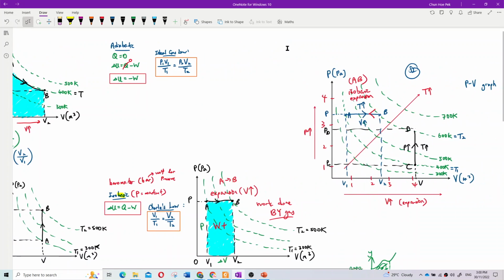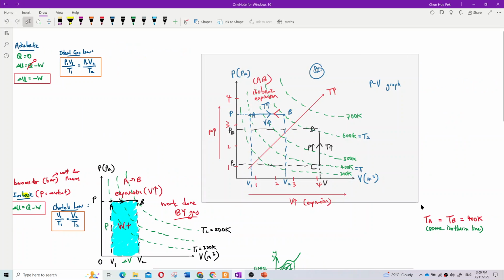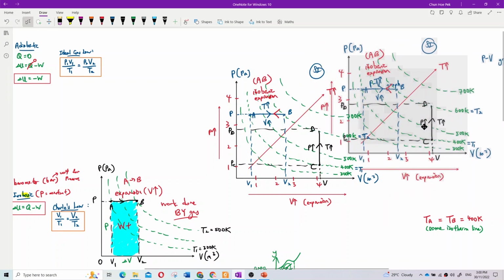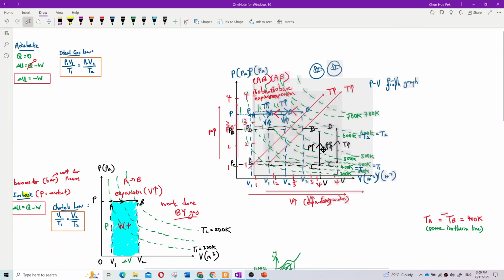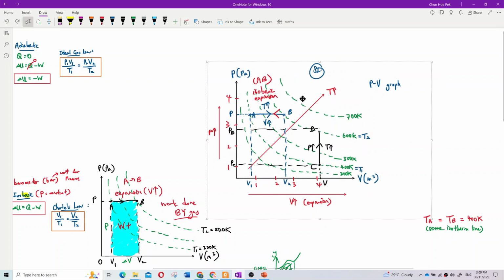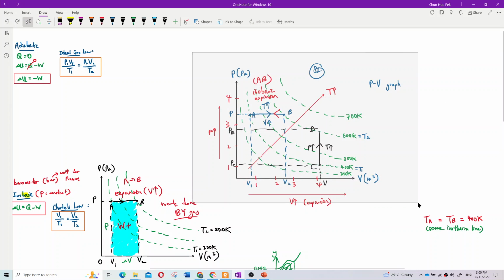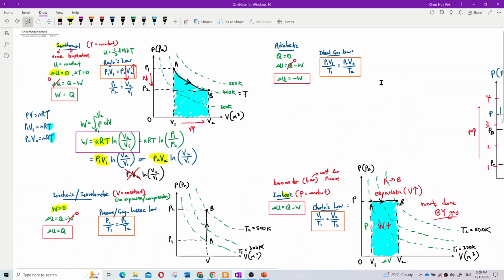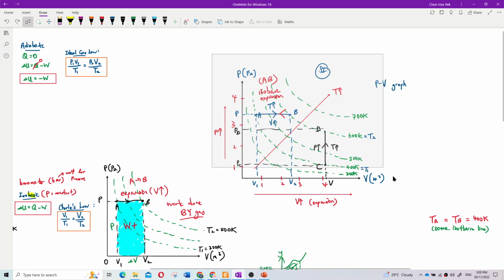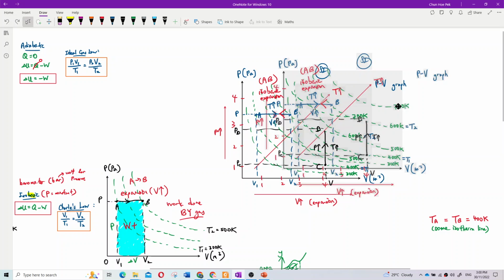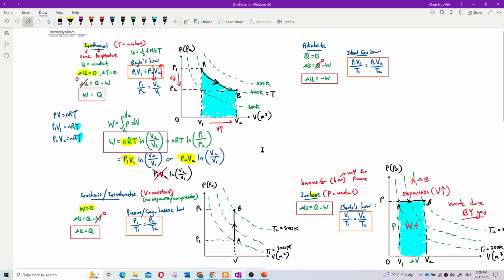Okay, now adiabatic. Adiabatic ini. Ini tolong jauh sikit. Oops. Wait a second. Let me just, don't care about wait a second. Let's be patient a bit.